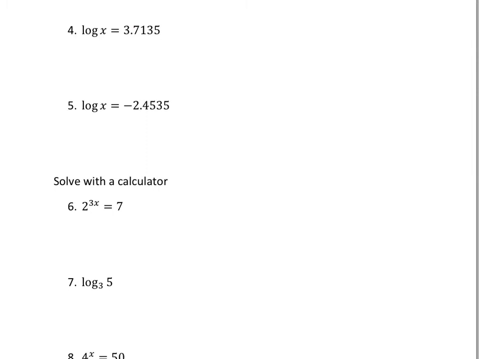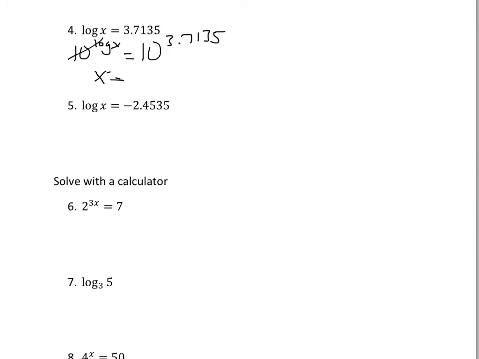So if you raise both of these, 10 to the log x equals 10 to the 3.7135. Okay, this is what you're actually doing. You don't have to worry about this. You don't have to write it out or anything like that. You could just type in your calculator. But the 10 to the and the log will cancel each other out, and you'll just have x equals whatever that is.